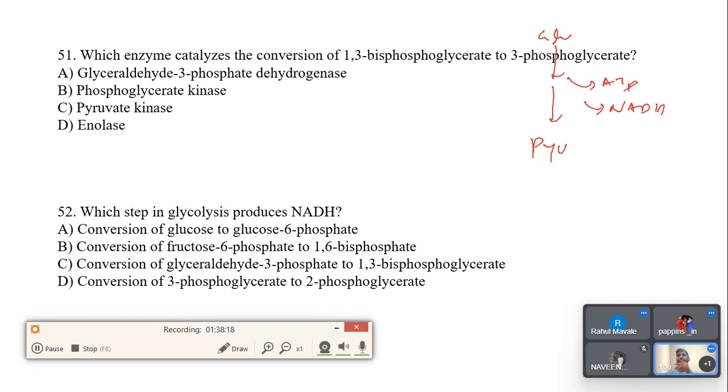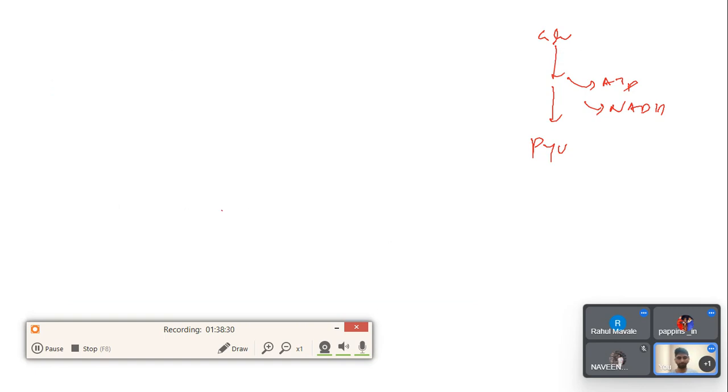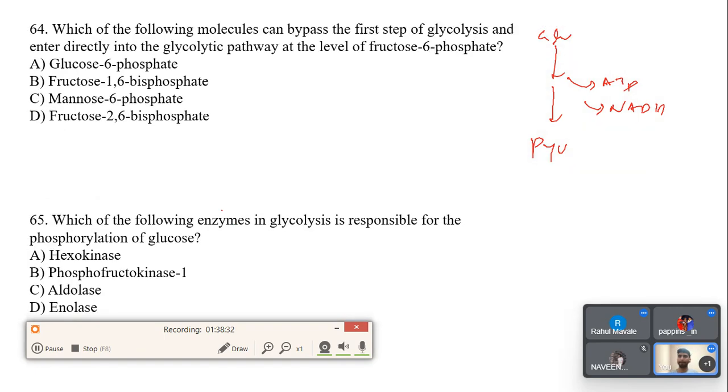Okay, next one is, which enzyme catalyzes the conversion of these things, from whatever I have taught. It's not there. So we all know that the answer is hexokinase here.